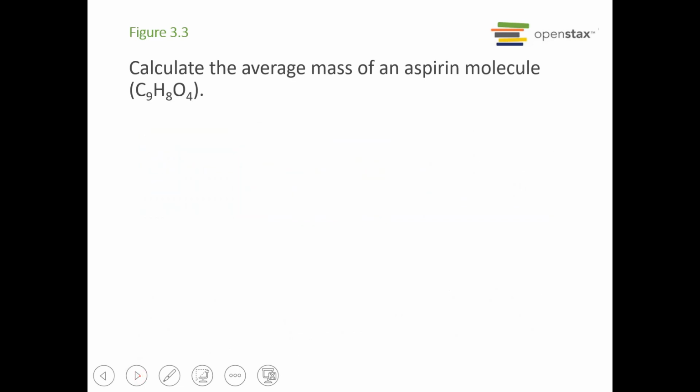So let's take another example. We want to calculate the average mass of an aspirin molecule, and we're given the formula for aspirin here. Carbon has an average atomic mass of 12.01 AMU, and there are 9 of them in this formula, so we have to multiply that by 9. I'm not going to do each one of these individually, because that's just going to take extra time and make more work for us. We're going to write all of these out and then add them together at the same time.